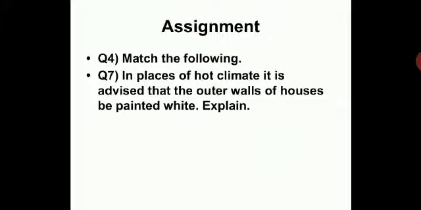Now an assignment for you. Question number 4, match the following, that is a textual exercise. Question number 4 and question number 7 will be your assignment. Question number 7: in places of hot climate it is advised that the outer walls of houses be painted white. Explain. This you are going to attempt on your own, and you refer to the textbook for question number 4, and you are going to do this assignment in your notebook. After you finish with the textual exercise, you write the assignment, and you are going to finish these 2 questions which we have not discussed in this session.